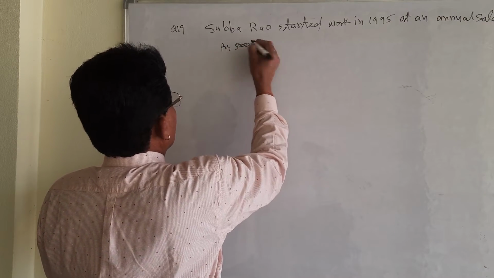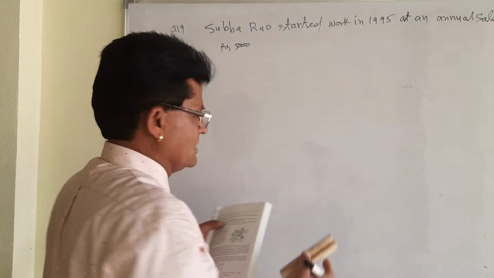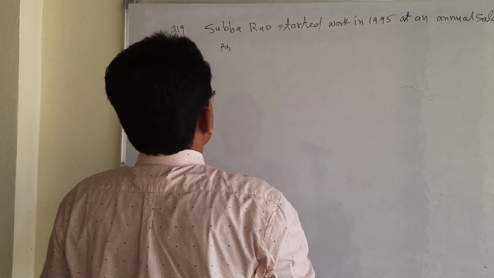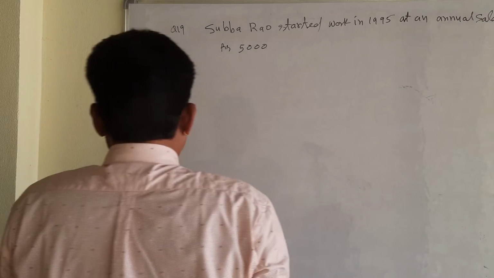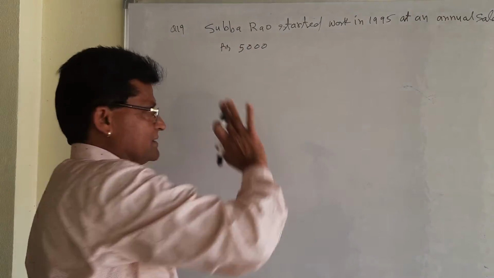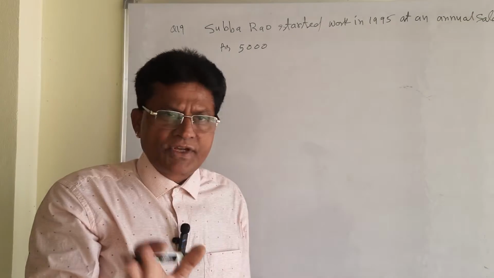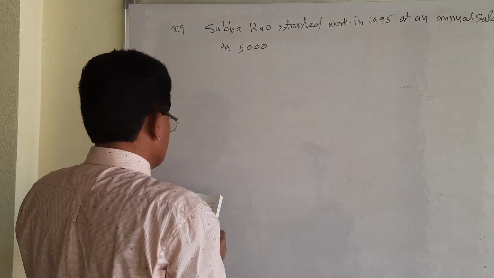You also can see, wherever you do a job. Let me write it clearly so that it will be visible to you. 5,000. Okay. This is the salary in the beginning. He started from this salary. Okay, that is why you see carefully.